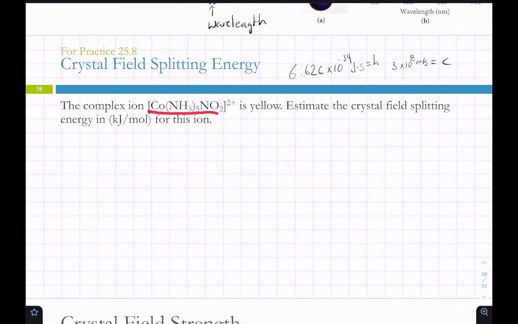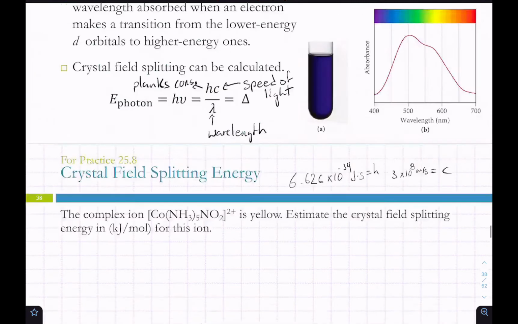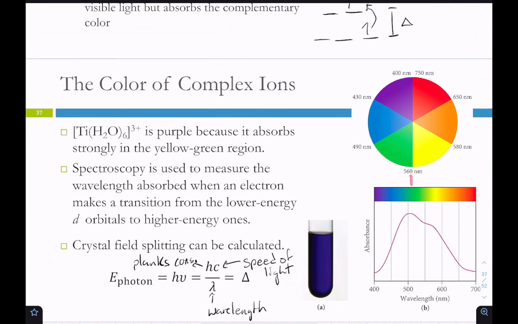So if we have a pentaamminenitrocobalt complex that is yellow, we can estimate the crystal field splitting energy in kilojoules per mole for that ion. Because this is yellow, we're going to need the color wheel to figure out what that wavelength is. It's going to be the opposite of this 560 to 580. So if the complex is yellow, it's absorbing the complementary color, which is purple. Between 430 and 400, we can just pick an arbitrary number, like 420.